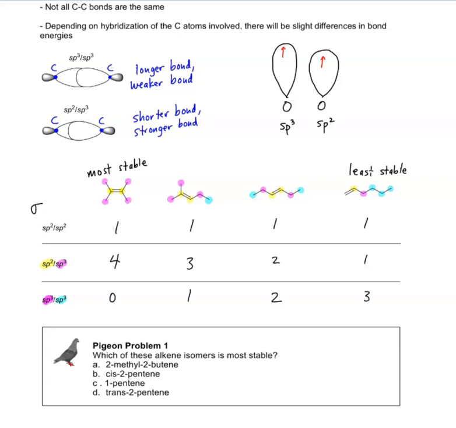So putting this all together, we recognize that the most stable alkene has the greatest number of strongest bonds. And the least stable alkene has the greatest number of weakest carbon-carbon bonds. And correspondingly, the lowest number of the strongest bonds.